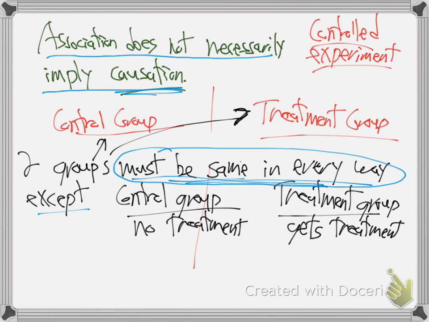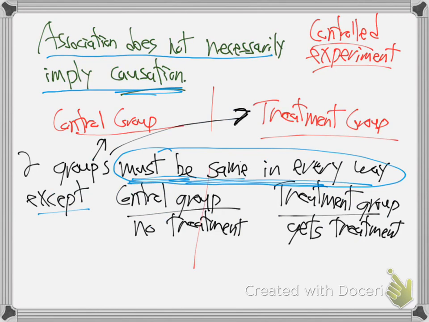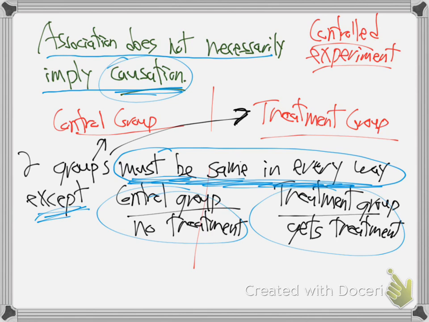To determine causation, you got to do a careful, controlled experiment where they get the same in every way, except no treatment for the control group, and the treatment group gets the treatment. That's how you can determine causation. So watch out when people point out the two things are associated and try to quickly, therefore, conclude causation. Association does not necessarily imply causation. That requires a careful, controlled study.